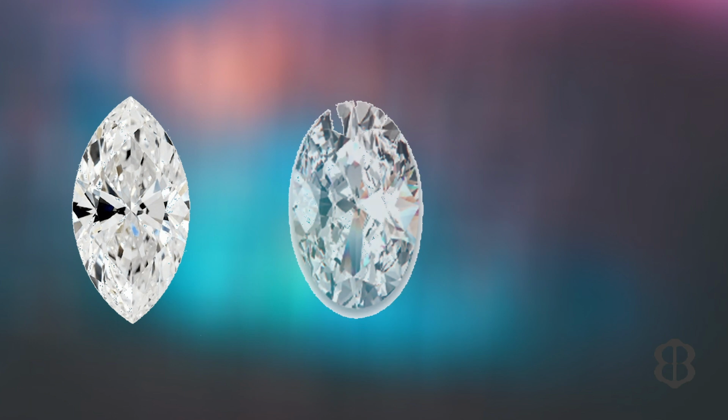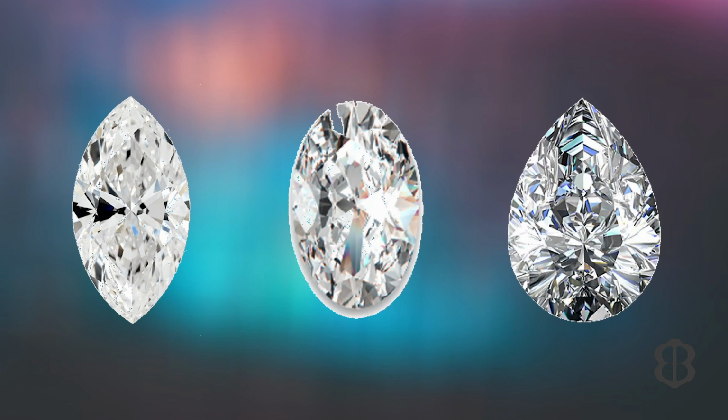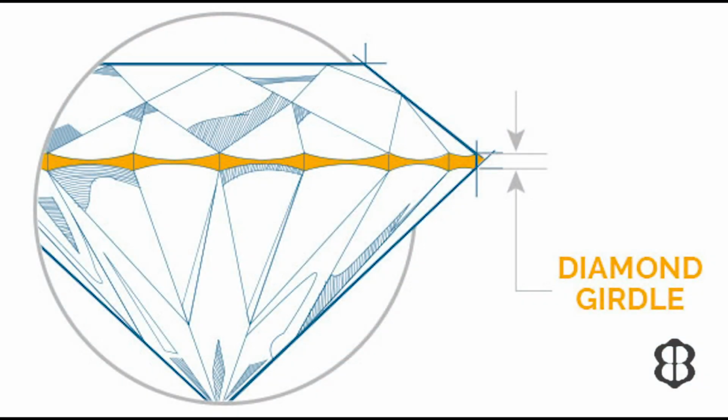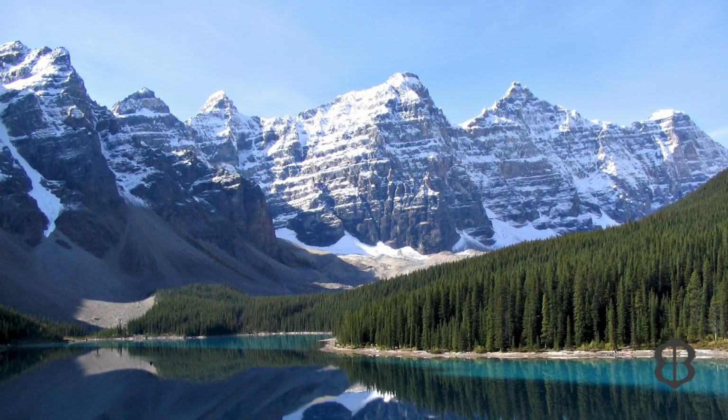If, for example, you were cutting a marquise, an oval, or a pear-shaped design, and you don't get the length to width ratio exactly correct, your girdle will most likely look like the Rocky Mountains.